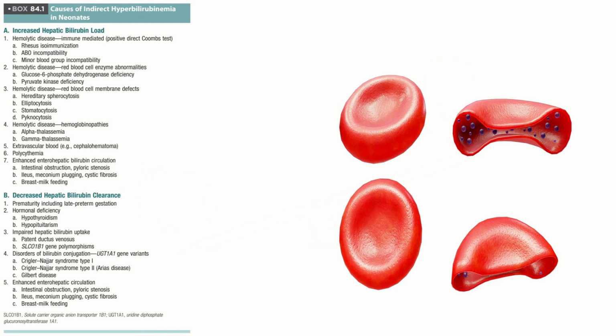When we talk about increased bilirubin load, we are essentially talking about a lot of hemolytic disorders and a few other conditions like cephalhematoma, polycythemia, and also enhanced enterohepatic bilirubin circulation. This particular cause enhances the bilirubin load to the liver and it also impairs the excretion of bilirubin in the form of stercobilinogen and urobilinogen, and therefore is included in both the categories.